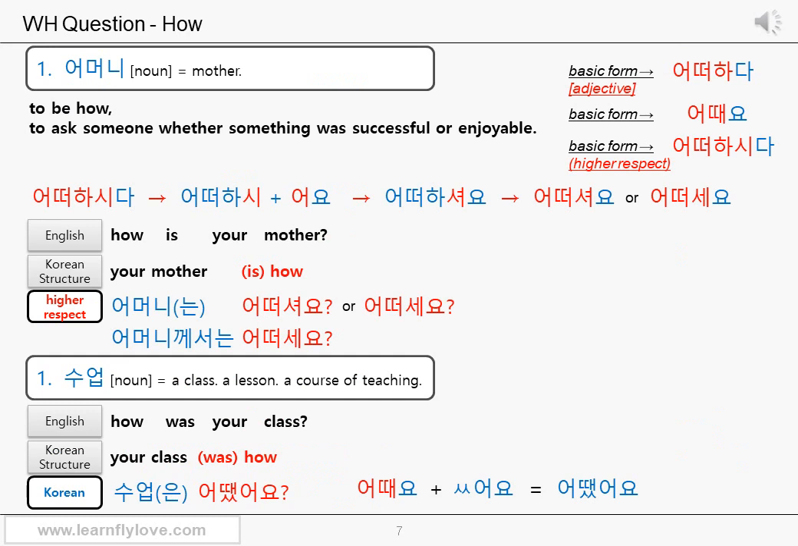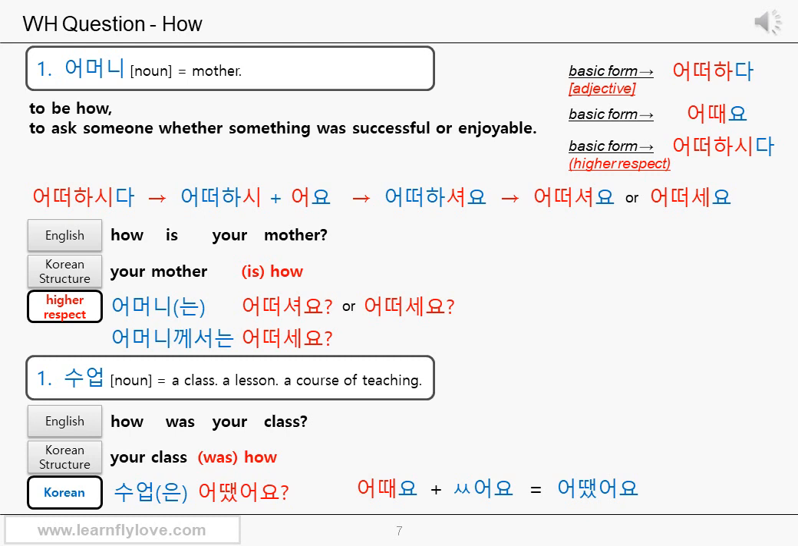Okay then, let's make a sentence to ask someone whether something is successful or enjoyable or someone is fine. We already know we use the predicate adjective 어떠하다 to ask someone whether something is successful or enjoyable or someone is fine. And we already learned how the very basic form 어떠하다 becomes 어때요 in this lesson. The very basic form, the higher respect form of 어떠하다 is 어떠하시다. The stem is 어떠하시.